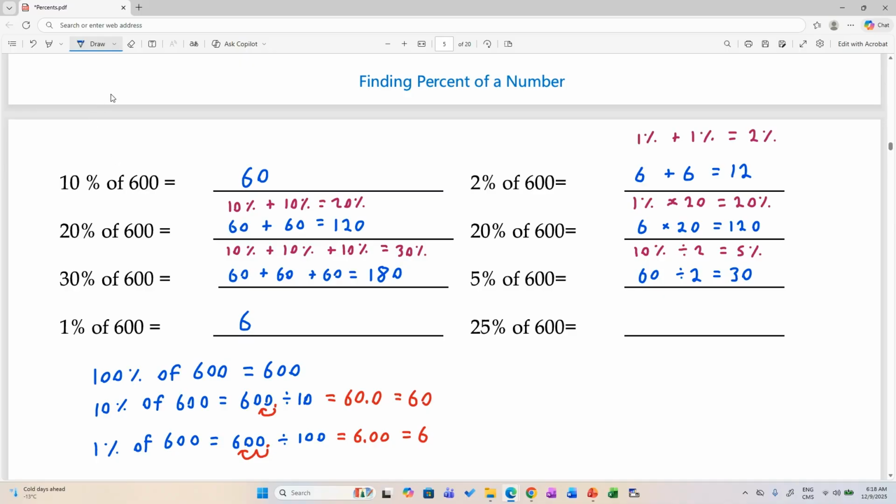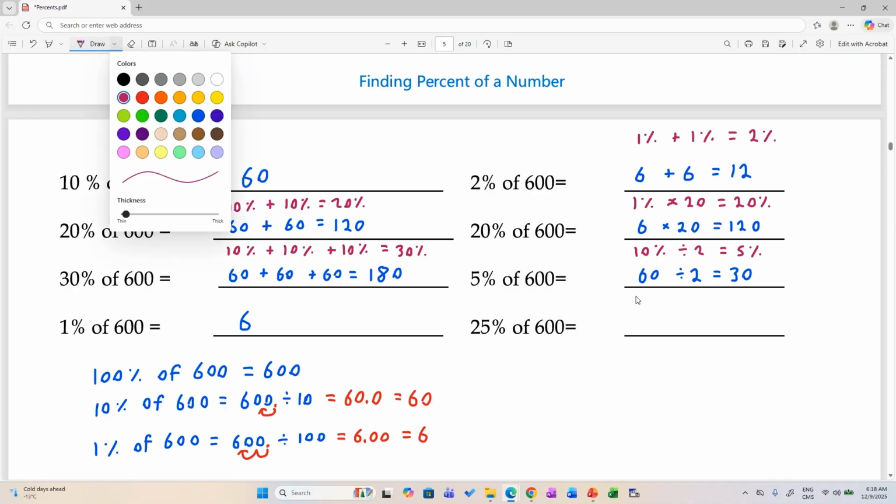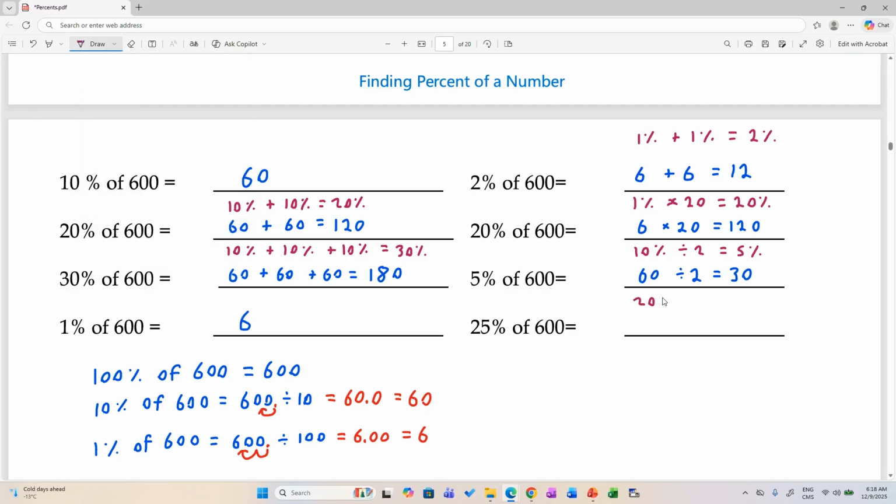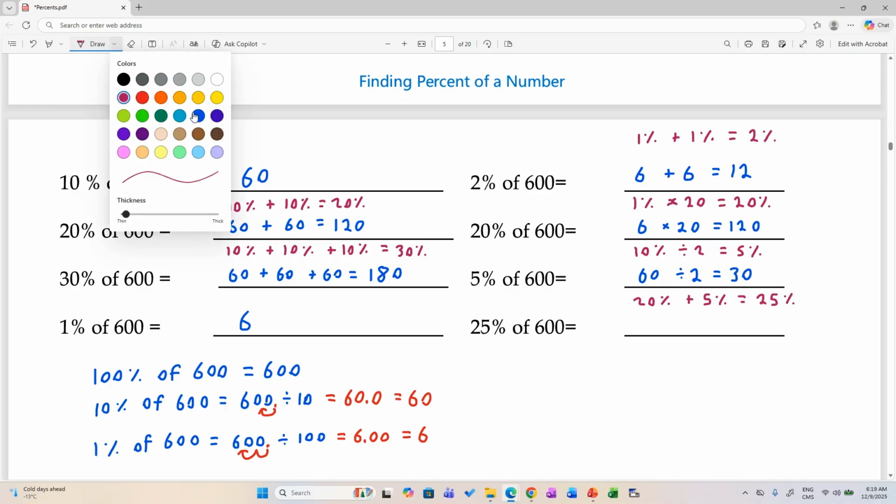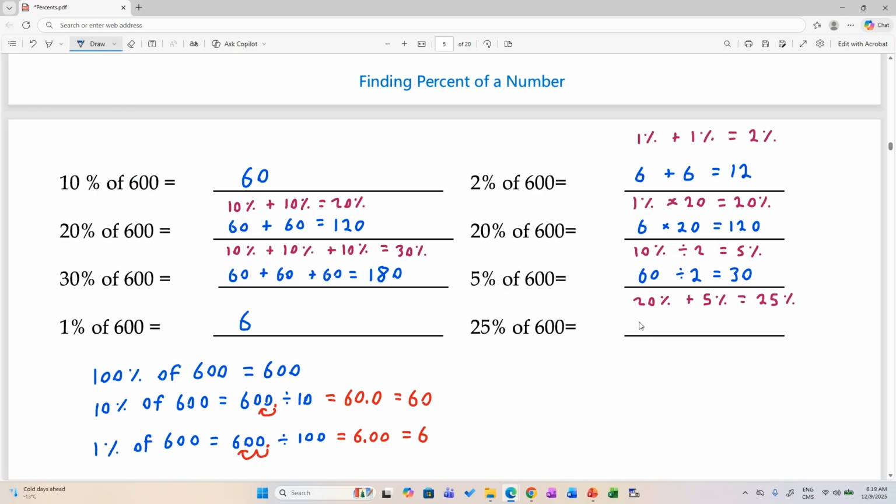Okay, now let's look for 25% of 600. So for 25%, well, I know what 20% is. It's 120. I know what 5% is. It's 30. Why don't I just add them together? So now 20% plus 5% is simply 25%. 20% was 120, 5% was 30. I'm going to add it together. 120 plus 30 is simply going to be 150. So 25% of 600 is 150. And hopefully this gives you a good idea of how to find percents of a number.